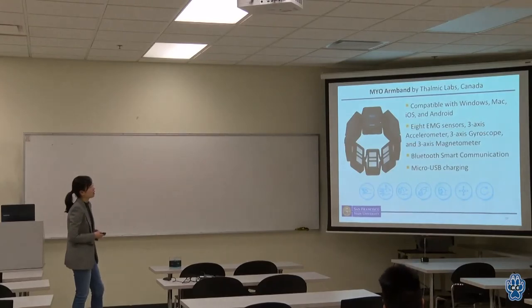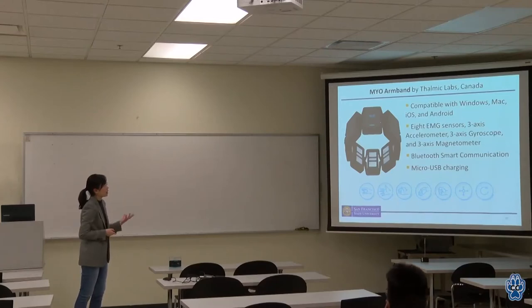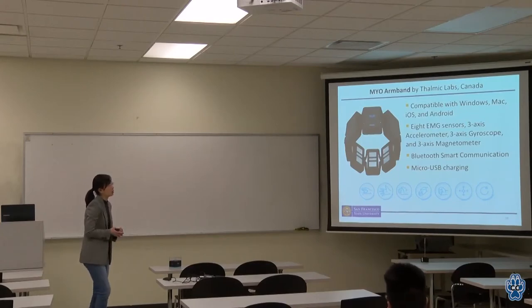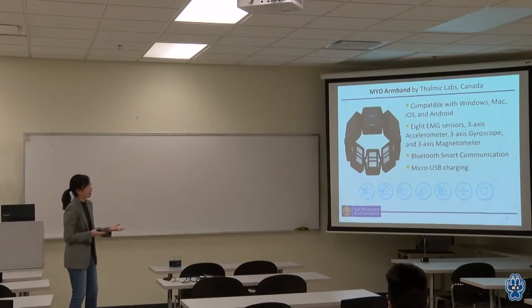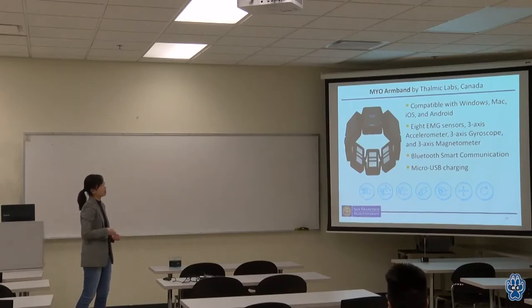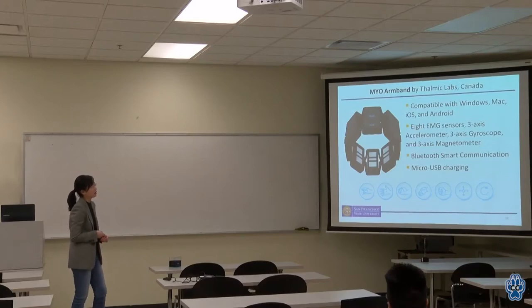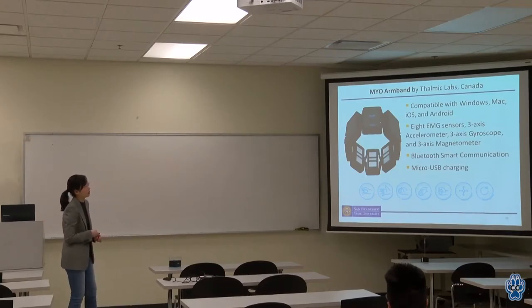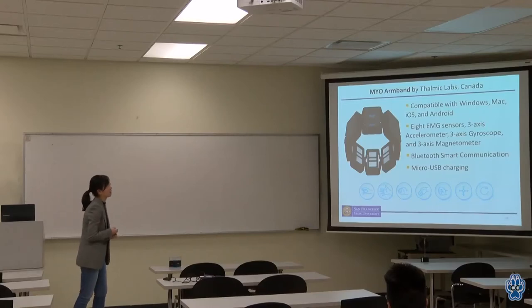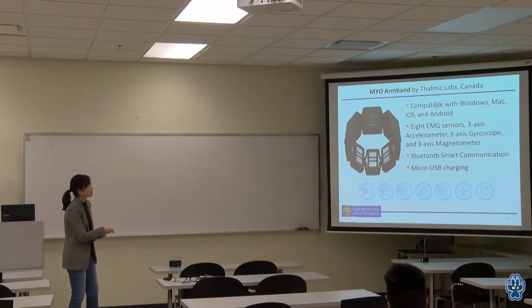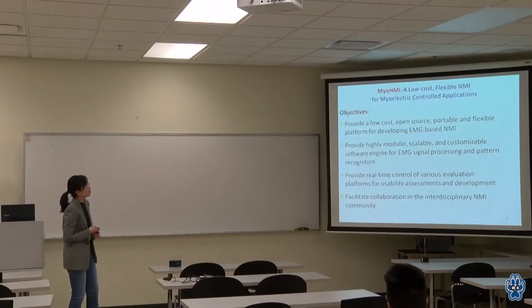Okay. So these are some details about this Myo armband. It has an SDK that allows the user to develop their own software on Windows, Mac, iOS, and Android, and it has these eight EMG sensors. Also, it has a nine-axis inertial measurement unit, including a three-axis accelerometer, three-axis gyroscope, and three-axis magnetometer. And the data transfer uses Bluetooth low energy, so it really has a bandwidth limit. And these are the default gestures provided by the armband.